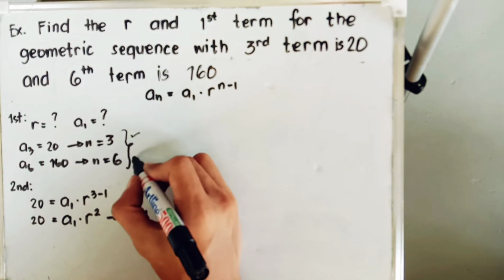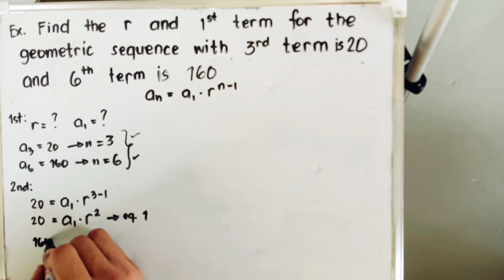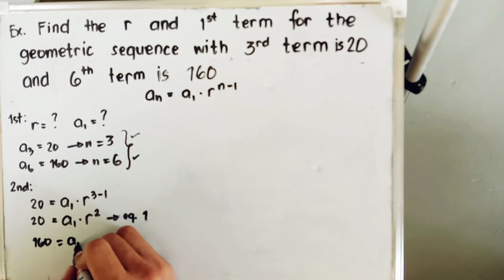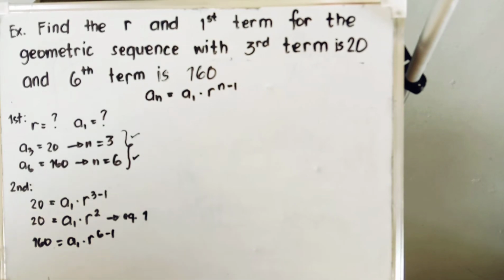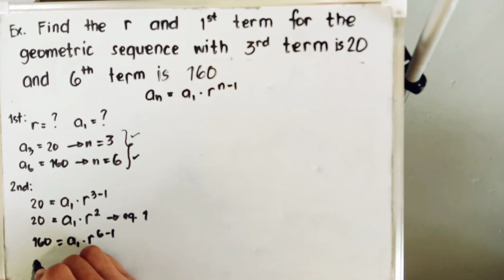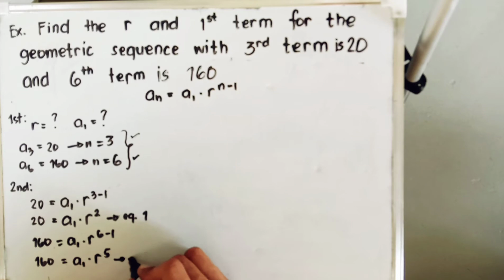Next, we will have to manipulate the sixth term. Your sixth term, 160, is equal to a sub 1 times r to the power of 6 minus 1. So you have to simplify. We have 160 is equal to a sub 1 times r to the power of 5. And this will be your equation 2.